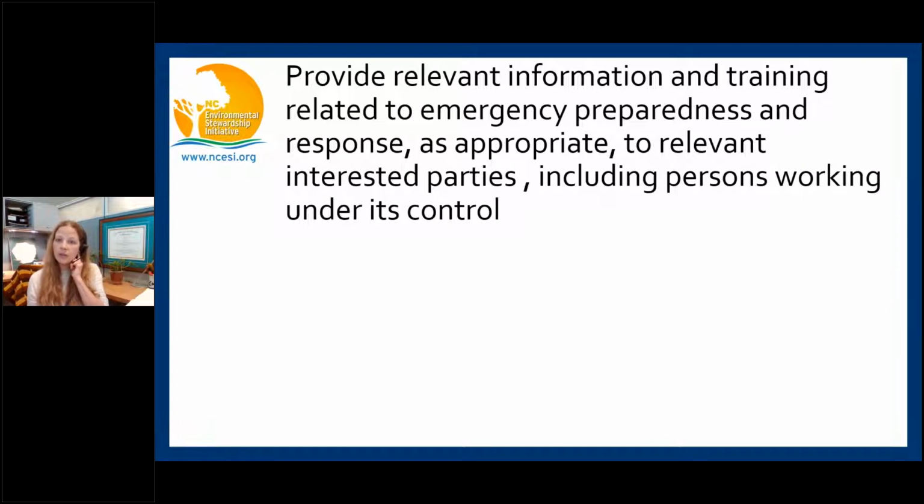Okay, the next part of the standard says that you want to provide relevant information and training related to emergency preparedness and response, as appropriate, to relevant interested parties, including persons working under its control. So you want to train your employees, obviously. That one's the obvious one that you think of. But this is broader than that. It talks about interested parties. So who else might be involved?